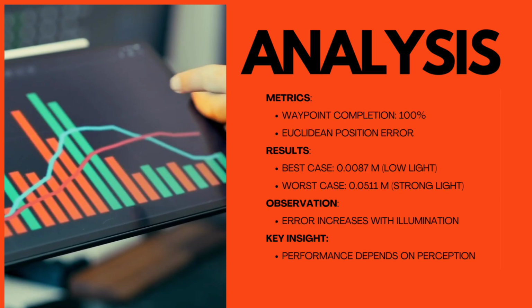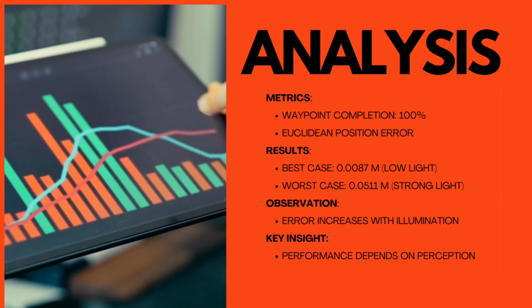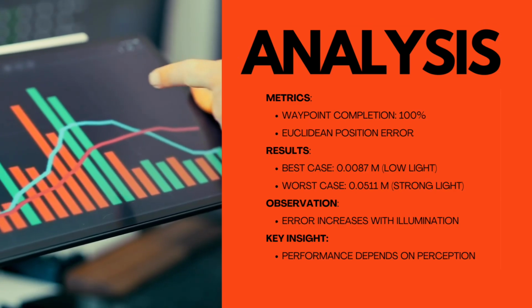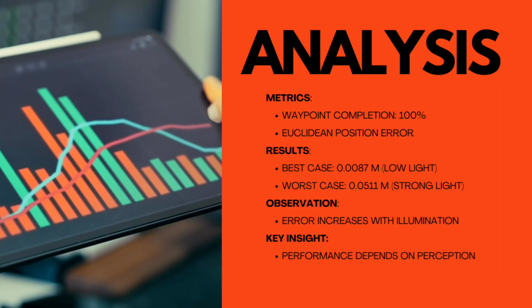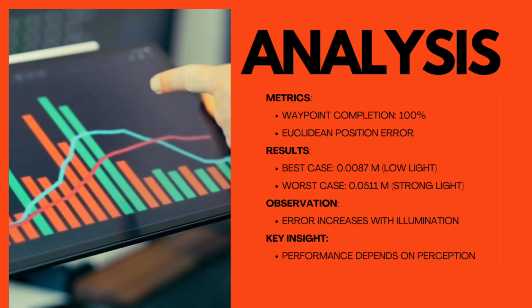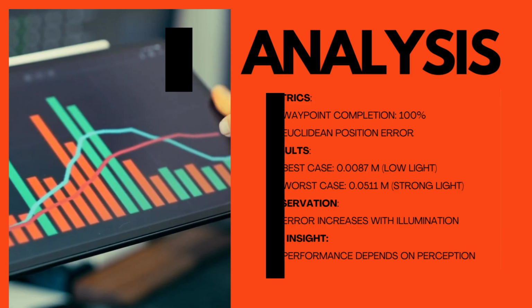Performance was evaluated using waypoint completion and position error. The robot achieved 100% completion, but the error increased from 0.0087 meters in low light to 0.0511 meters under strong illumination, showing that lighting affects perception and accuracy.